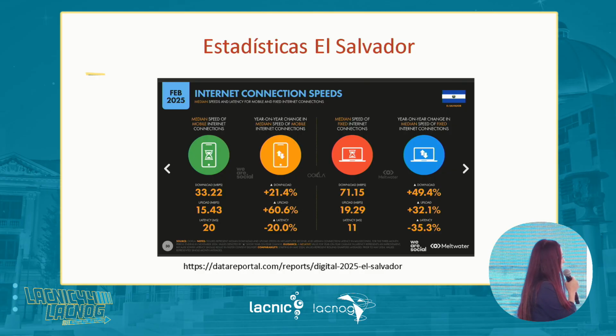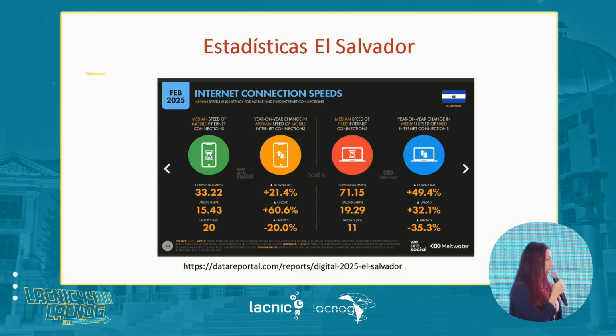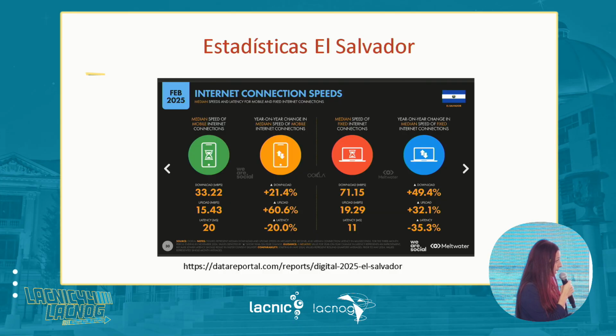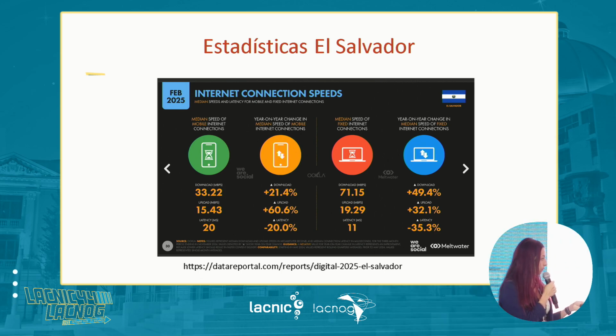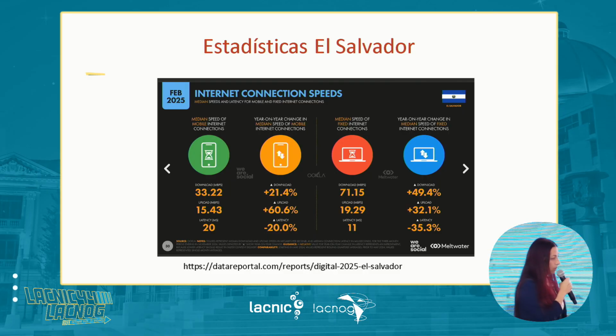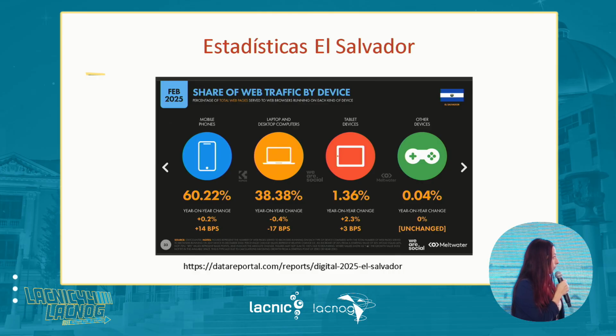And here we are comparing the internet connection speeds, both from mobile devices and machines, with a download speed of 33.22 download and 15.43 upload. And in the PCs, it's 71.15 download speed and 19.29 upload speed. So this is data from February 2025 and we compare this against the study of February 2024.